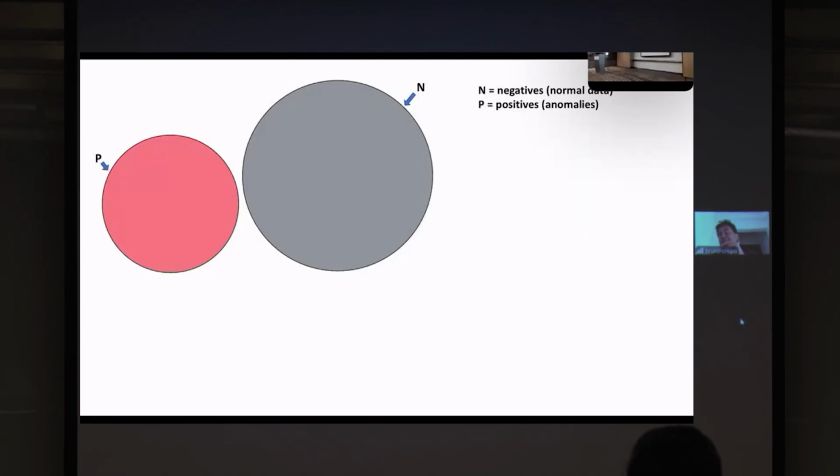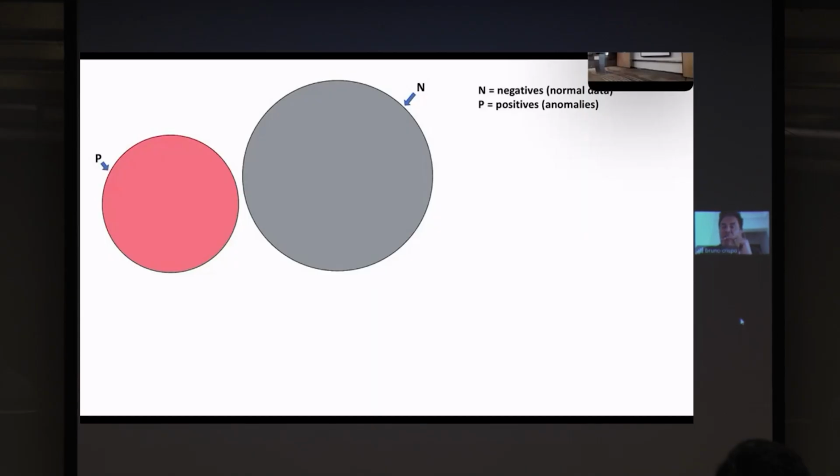Now, in practice, in many problems you have that n is much bigger than p. So you have a lot of normal data, the negatives, while the positives are a very small subset. This is not reflected in the picture simply because it would be difficult to draw a very large n, but it's important to say.